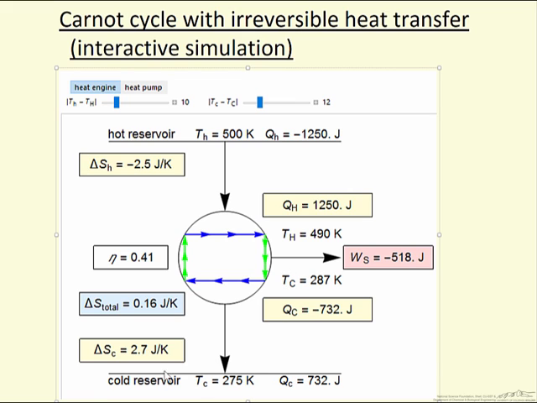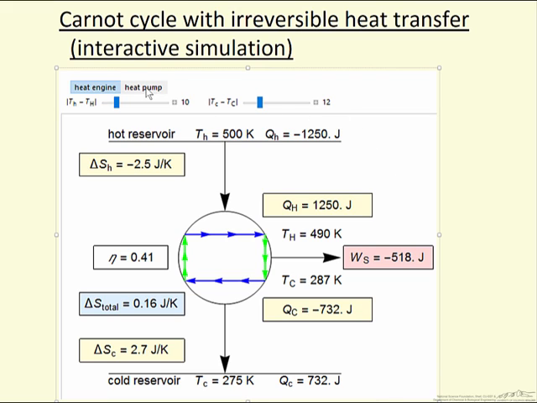And then it calculates the entropy change of the low temperature reservoir, the entropy change of the high temperature reservoir, the sum of those two values, calculates the efficiency, which is the absolute value of the work divided by the heat input to the cycle. And also shown here is the heat that's exhausted from the cycle to the low temperature reservoir.